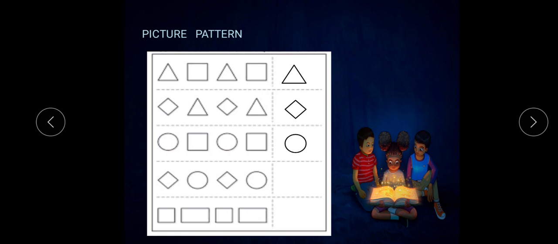And similarly, seeing the last second one, a diamond, circle, and diamond. Square, rectangle, and then square. Did you understand, children? It was pretty easy, right? So I hope you have understood up to here.